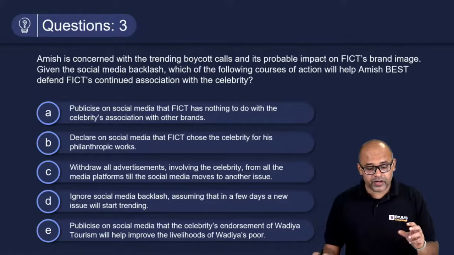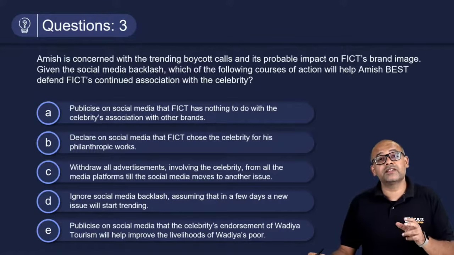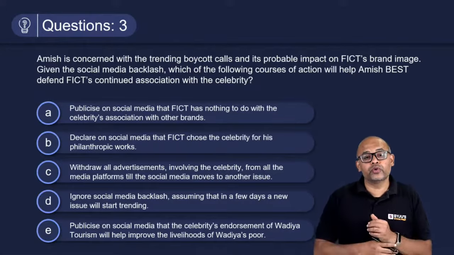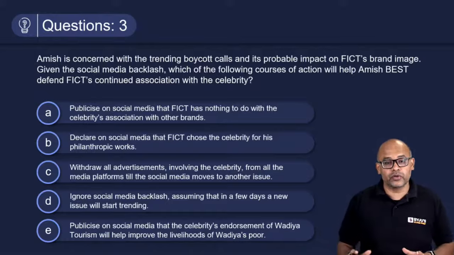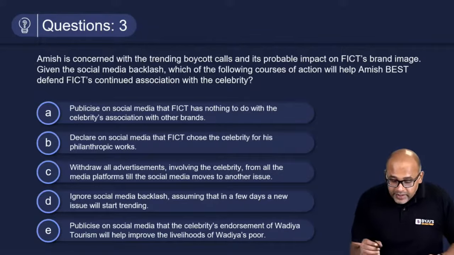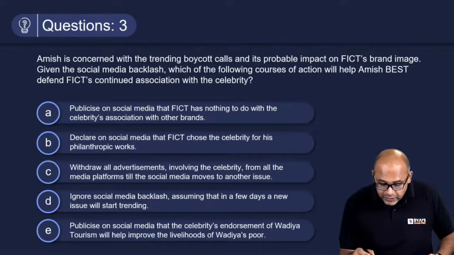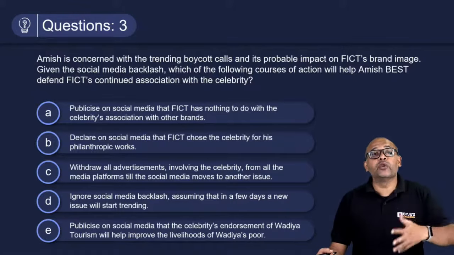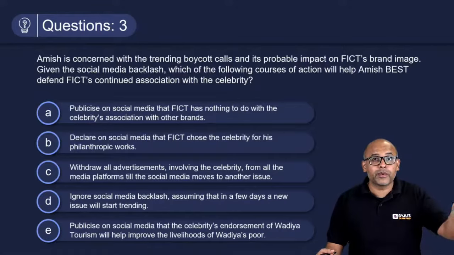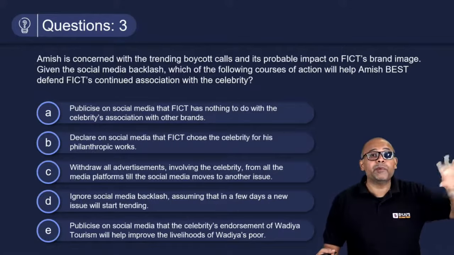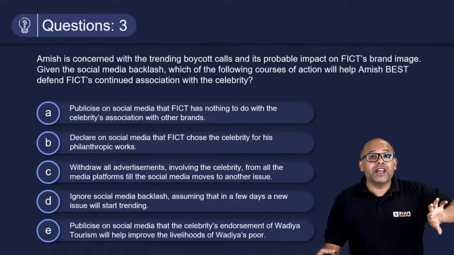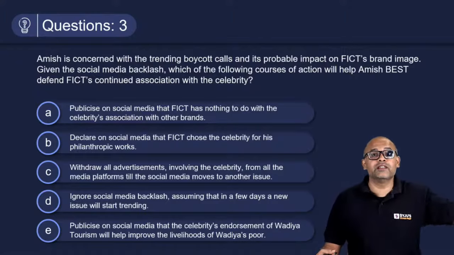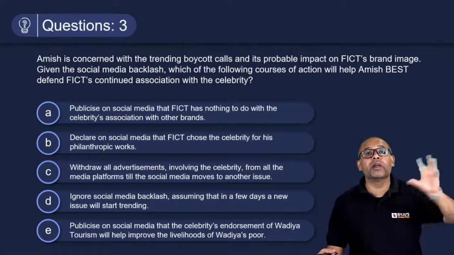So here, Amish is worried that this call for boycott might affect them. So what should he now go forward and do for damage control? Let's take a look at it. Publicize on social media that FICT has nothing to do with the celebrity's association with other brands. Now obviously this is not going to help anybody. Whether you say I don't care what this person is doing or not, he is representing you. He is representing in people's eyes some evil also, which means you are indirectly supporting evil. That's the way in which they will look at it. Now whether Vadiya's dictator is evil or not, keep it aside. I'm just saying how people are looking at it.